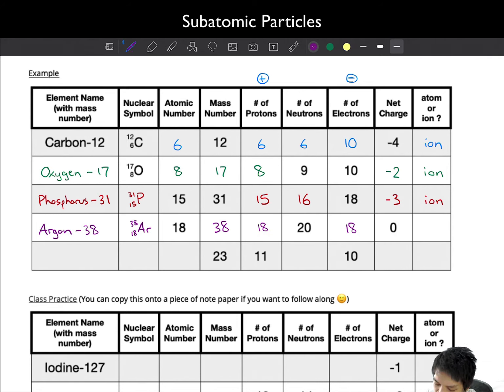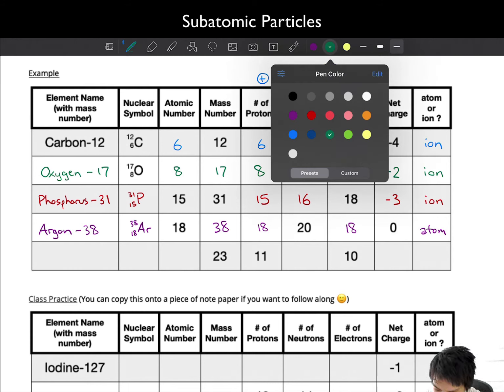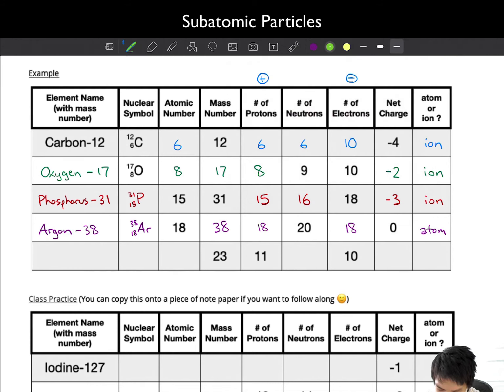And if it has no charge, this is an atom. An atom is something that has no charge to it. An ion is an atom with a charge. Okay, there's one last example. Hopefully you're getting this idea here. Hopefully you're seeing that, oh wait, this is actually pretty easy. It's a neat little puzzle.